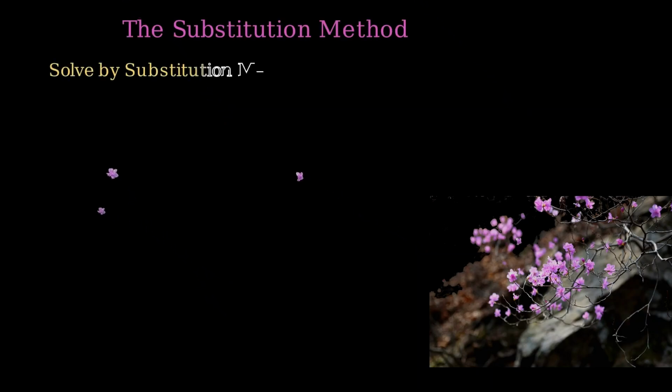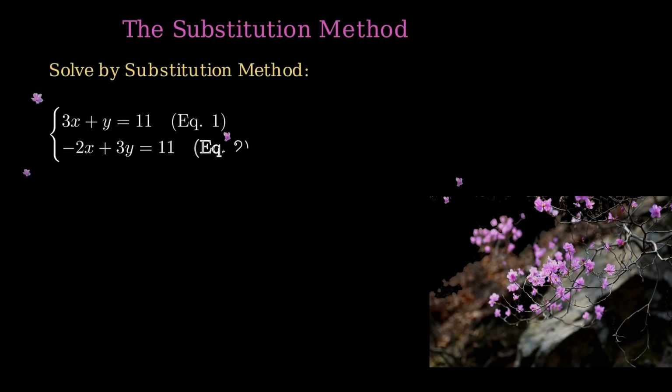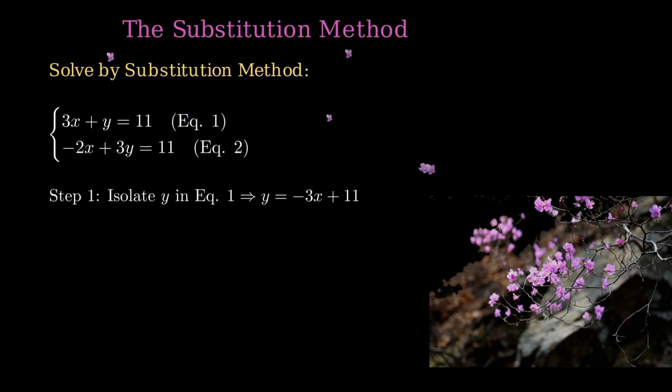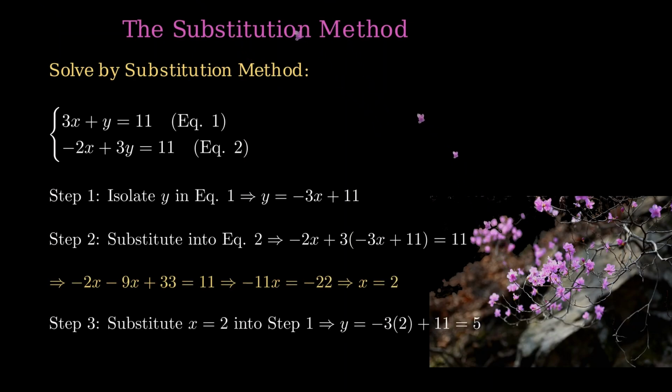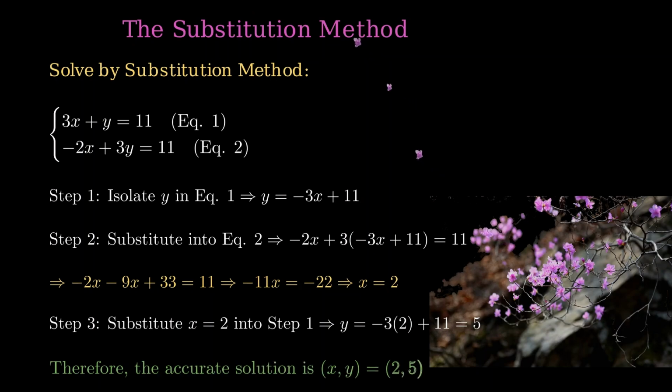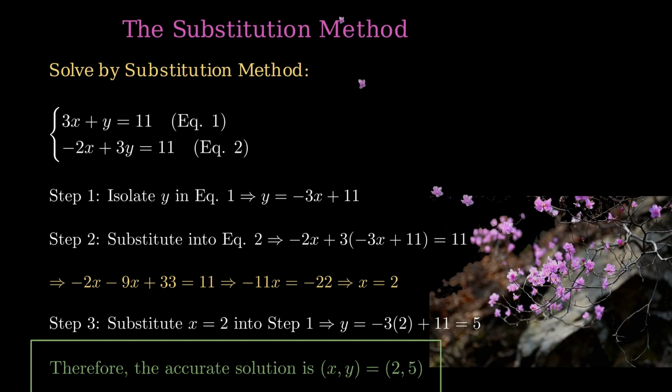The substitution method involves more algebra than graphing, but it gives us highly accurate solutions. First, we take one equation and solve it for one variable, such as y. Next, we substitute this expression into the other equation, creating an equation with just one single variable. We solve for x and then substitute that value back to find our second variable. Let's trace this entire algebraic process step by step without any shortcuts.